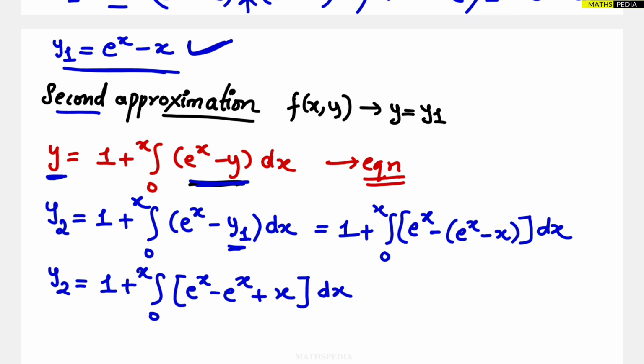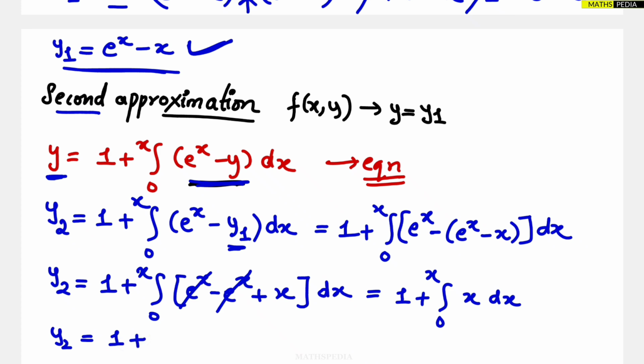e power x minus e power x gets cancelled. So what is the remaining term? Okay, only x is remaining. Now we have to do the integration part. So y2 is equal to 1 plus.